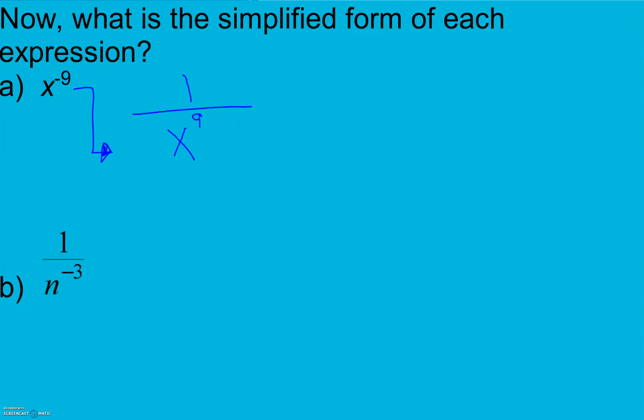In b, we have the opposite. We have the negative in our denominator. So we have to move it to the numerator to make it positive, to change that sign on the exponent. Again, it's over 1, and we still have 1 times that n cubed, but 1 times anything is itself, and anything divided by 1 is itself. So we just get n cubed.